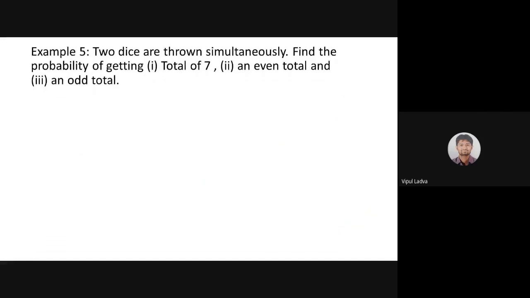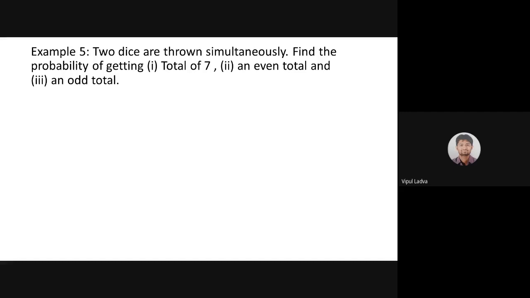Now this question is for you. I'm not going to show you the solution even. Let me explain the question. Two dice are thrown. I'm rolling 2 dice together. Find the probability of getting a total of 7. Second question, getting an even total. And third question, getting an odd total.